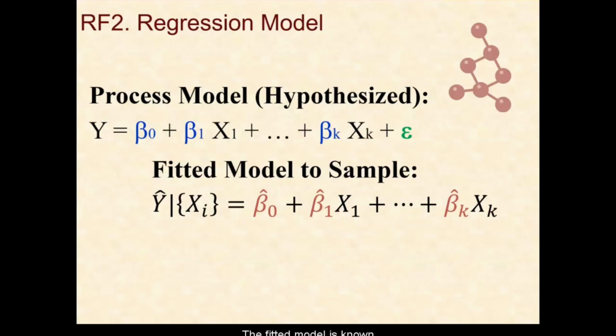There is no epsilon for the fitted model. The fitted model is known sample information. There's no uncertainty associated with the fitted model. We know our data, and we know the relationships in the data.